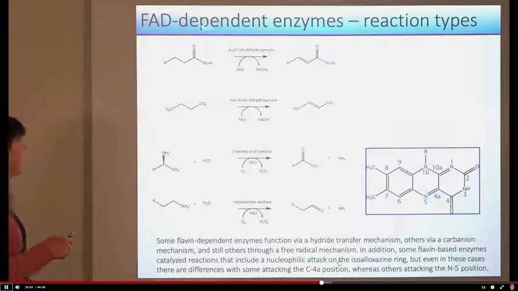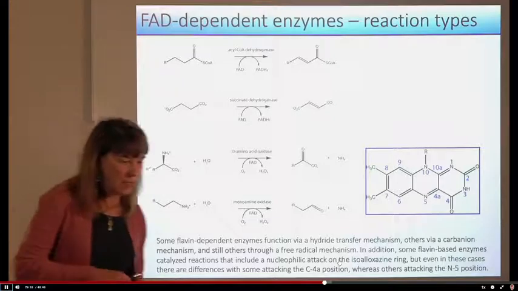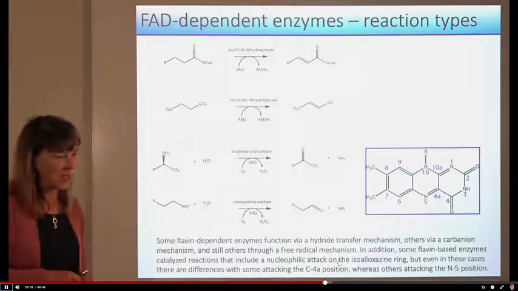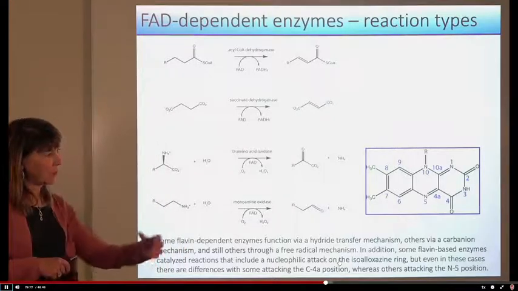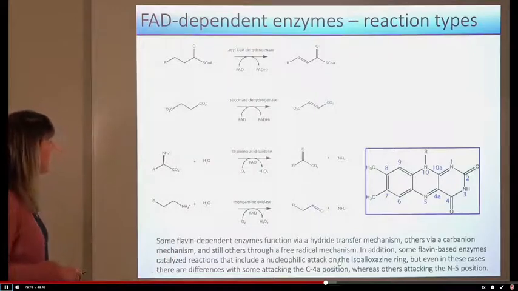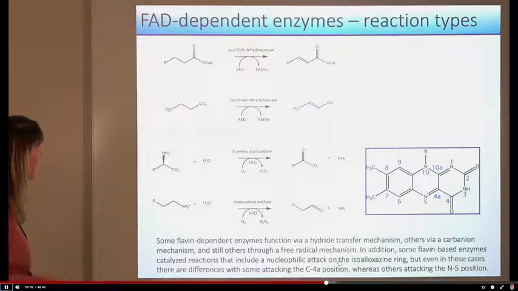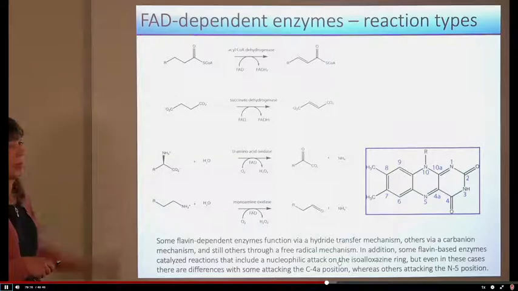These are flavin-dependent enzymes, the reaction types that you tend to see. So here's one, acyl coenzyme A dehydrogenase. And that's the first step in fatty acid oxidation, and I'm going to talk about that. And there's succinate dehydrogenase. You should know that succinate dehydrogenase is called complex 2. It works both in the citric acid cycle and the electron transport chain. And what does it do? It builds a double bond there, just like acyl coenzyme A dehydrogenase.